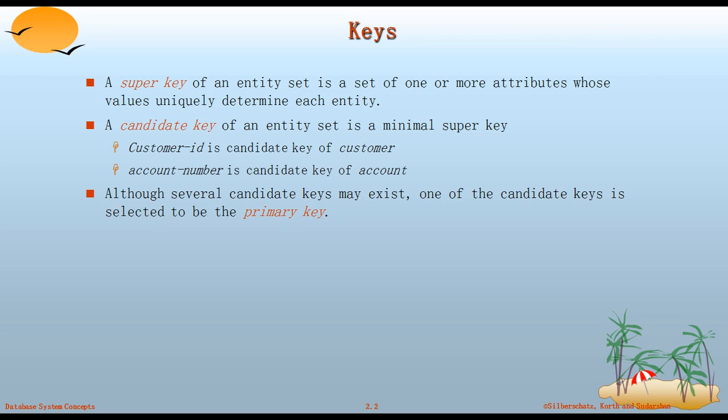For example, customer ID is a candidate key of customer. Account number is a candidate key of account. Although several candidate keys may exist, one of the candidate keys is selected to be the primary key. A super key can also be considered a candidate key. So we may have several candidate keys, but one of them will be called the primary key.